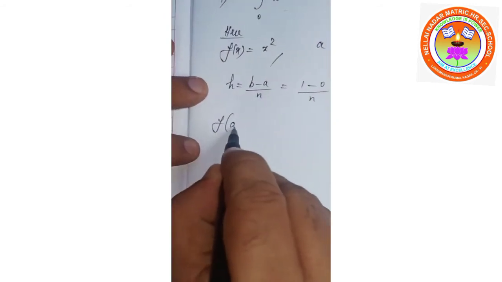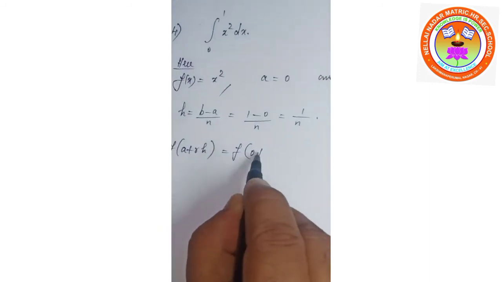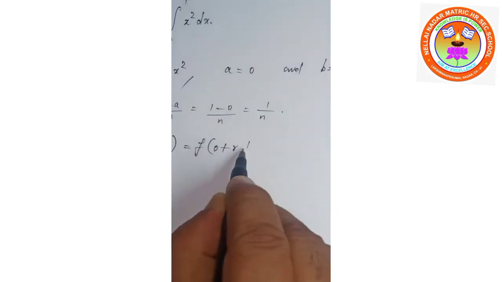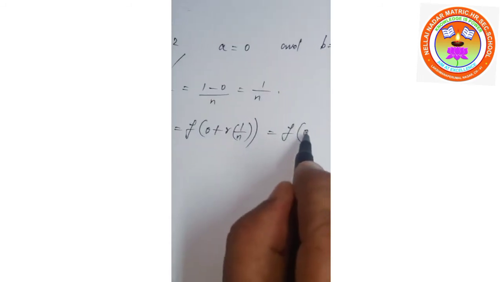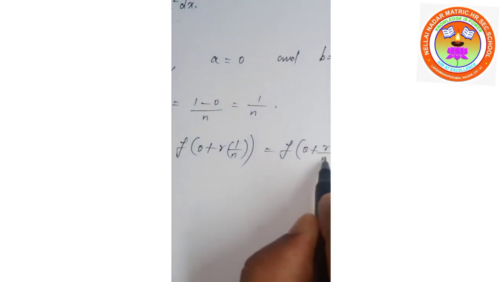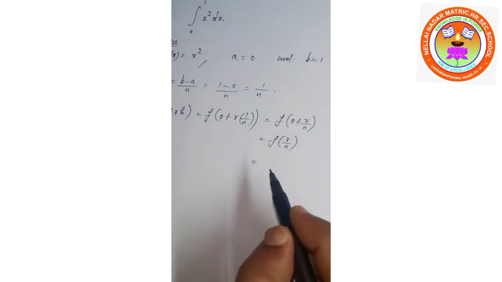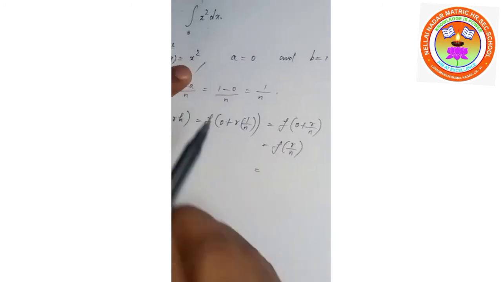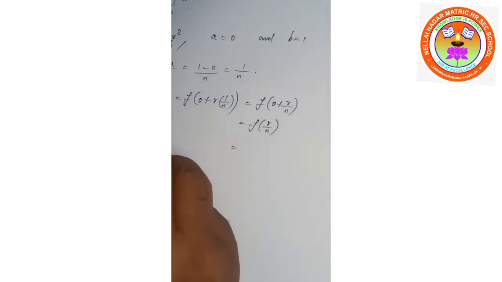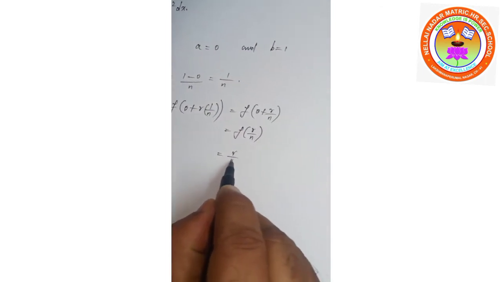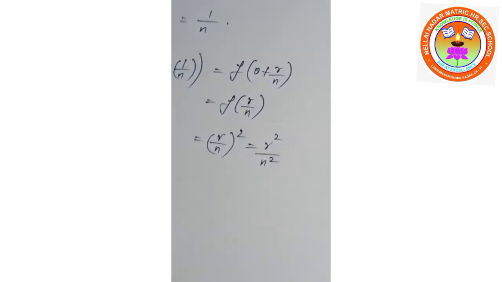Then you have to calculate f of (a plus r into h). a value is 0, h value is 1 by n. That is equal to f of (0 plus r into 1 by n), which equals r by n. That is equal to f of r by n. We know f of x equals x squared, so x should be replaced by r by n. So this can be written as (r by n) the whole square, equals r square by n square.